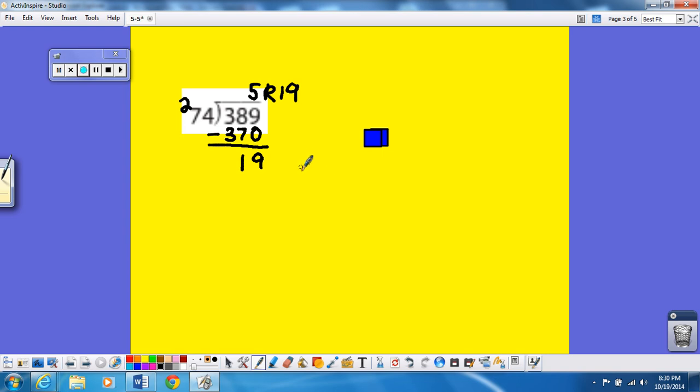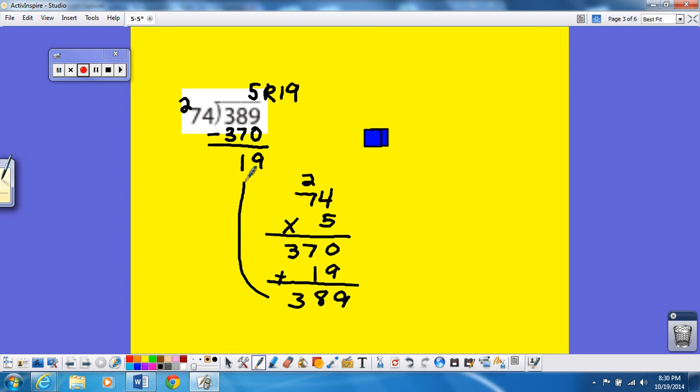Now let's look at checking this just to make sure we're right. In order to check a division problem, if you take the quotient, which is your answer, and multiply it times the divisor, and add whatever remainder you have to it, it should work out if you've done it correctly. So let's take 74 times 5. 5 times 4 is 20. 5 times 7 is 35, plus 2 is 37. Add your 19, or your remainder, to it, and you should get your dividend that you started with. 9, 8, and 3. And we did. So we know that we are in good shape. This one is correct. Okay?